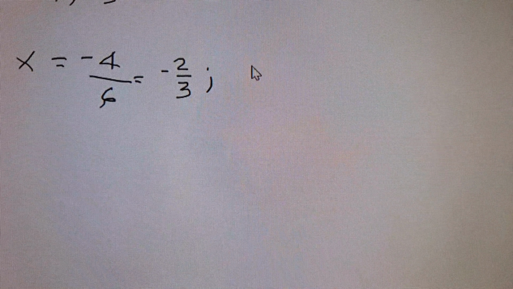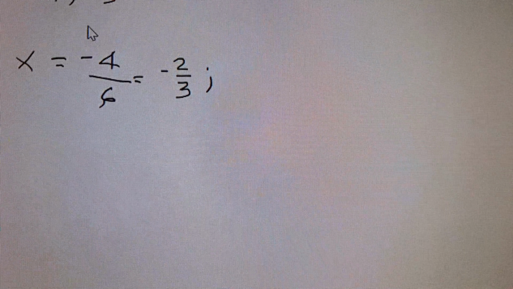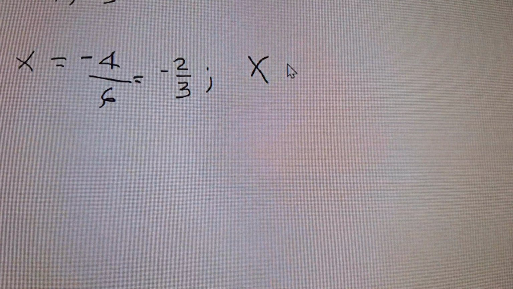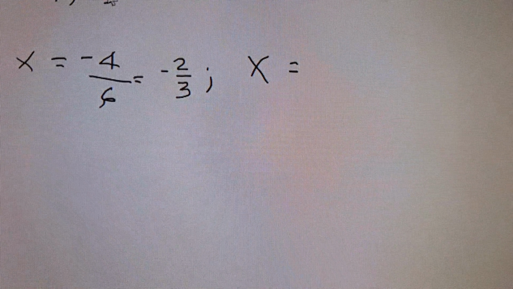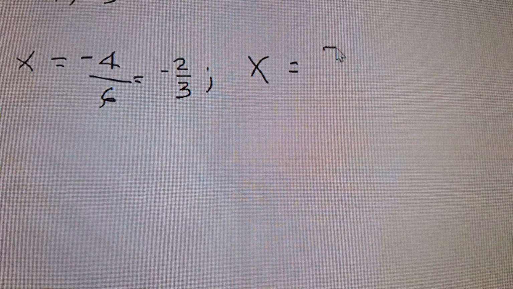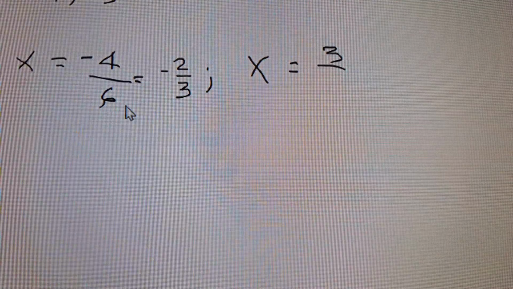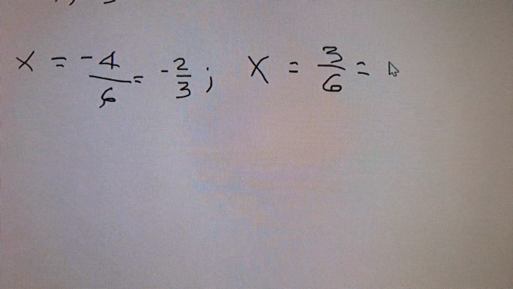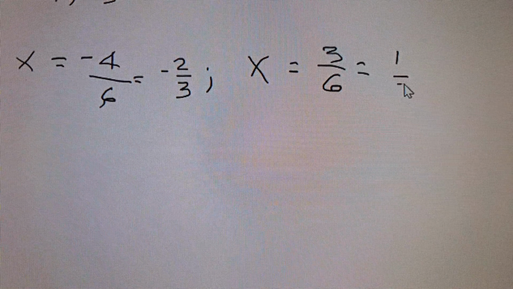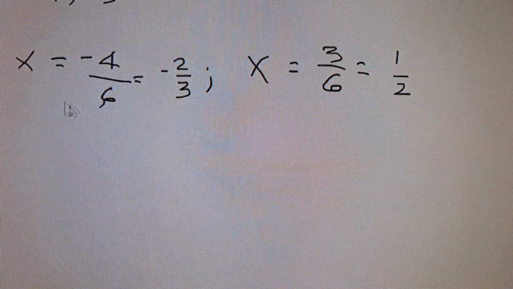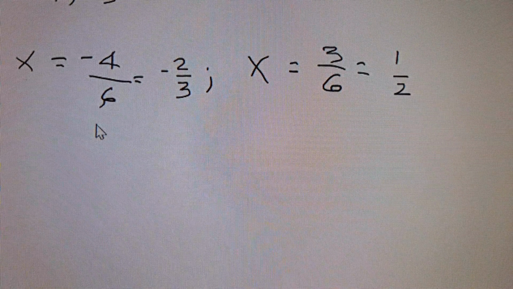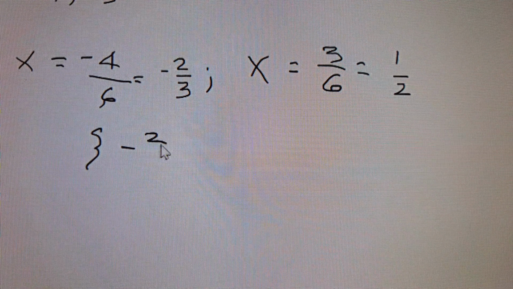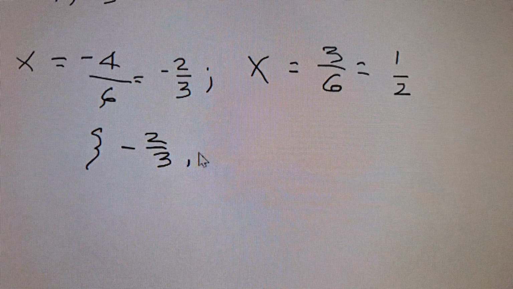That's one solution. The other solution is minus 3 or negative 3, but opposite sign, right? So that would be 3, divided by the leading coefficient, which was 6, which is equal to 1/2. So what is the solution set? It's going to be equal to minus 2/3 and 1/2.